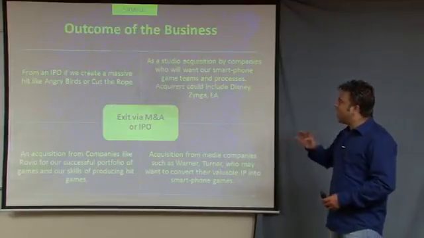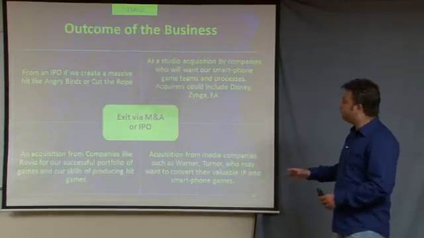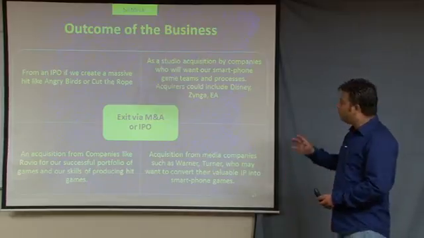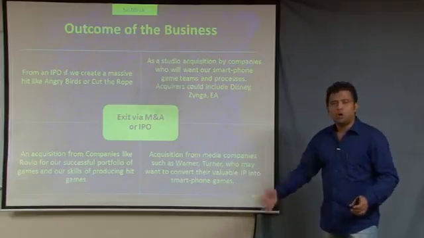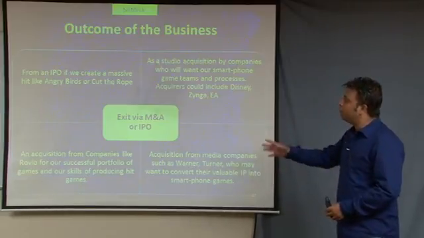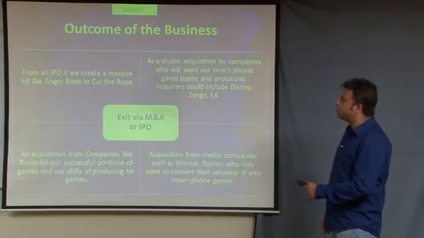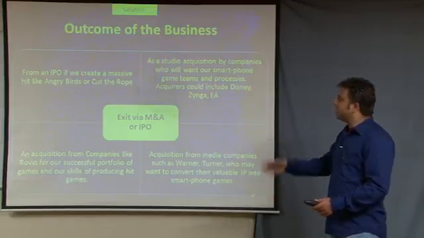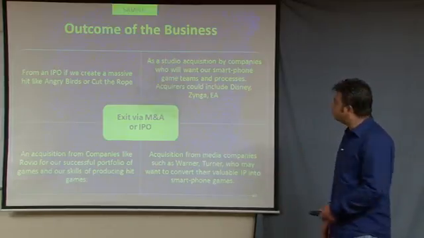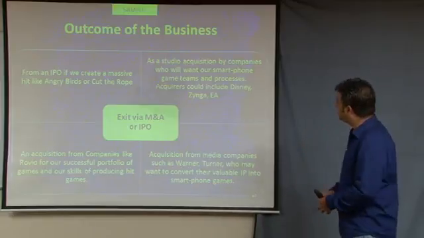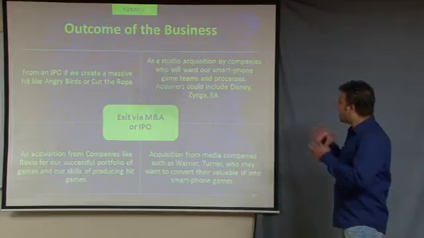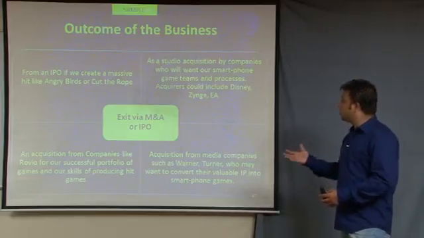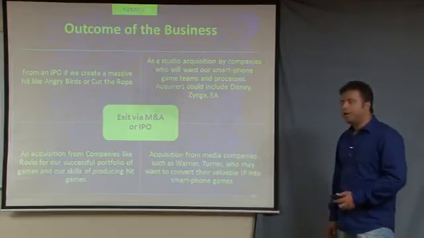So what would be the outcome of the business that they plan? They plan for the VCs to exit either via a merger, acquisition or an IPO. It could be an IPO if they manage to create a massive hit like Angry Birds or Cut the Rope. Or a studio acquisition by companies who will want the smartphone game teams and processes; acquirers could include Disney, Zynga or EA Sports.